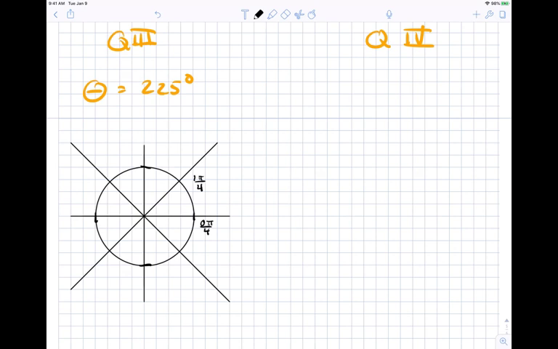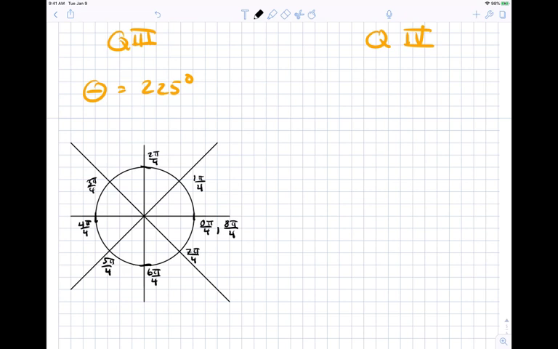Do you see the pattern? We had 0 pi over 4, 1 pi over 4. What did 2 pi over 4? What's the next one? This one is 3 pi over 4. What's the next one? 4 pi over 4. What's the next one? 5 pi over 4. What's the next one? 6 pi over 4. What's the next one? 7 pi over 4. And what's the final one? We go back to 8 pi over 4, which is the same as 0. Do you see that? All right? So that's how we do the reference angles.